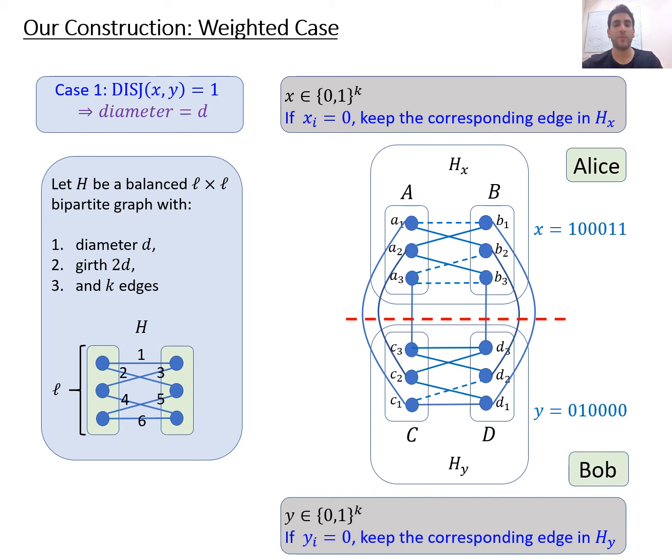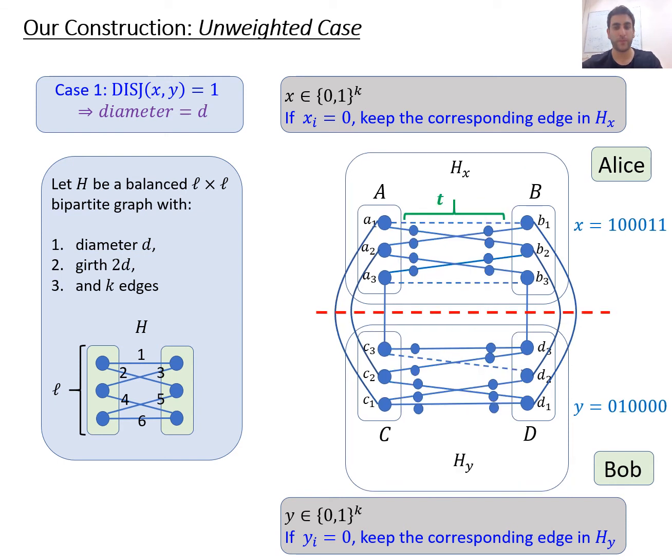And the way to get around this is as follows. We stretch each edge in the graph, except the cut edges, by a path of length d. And when we do this, what we can prove is that the diameter is dominated by this path of length d, and the cut edges don't influence the diameter that much.